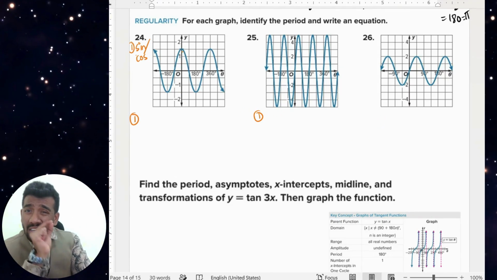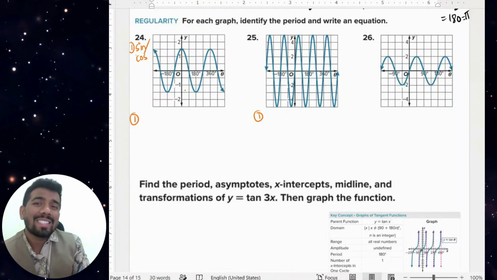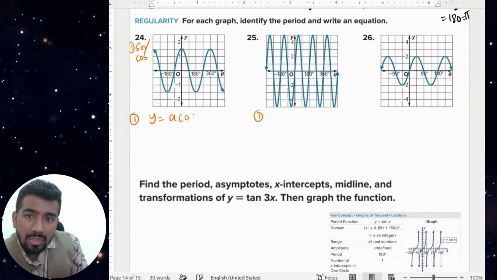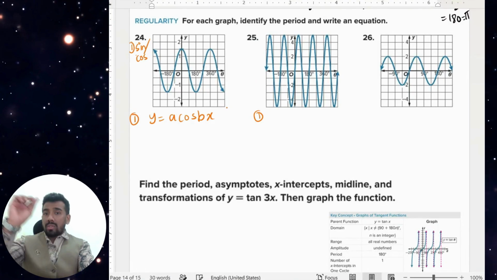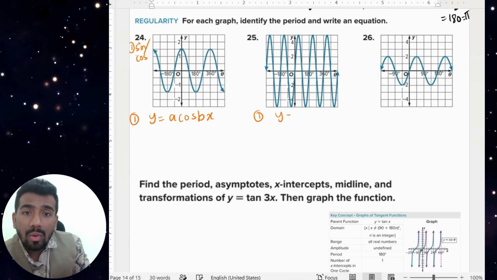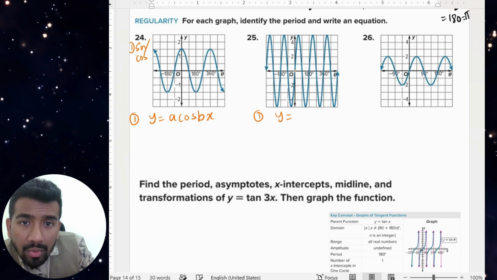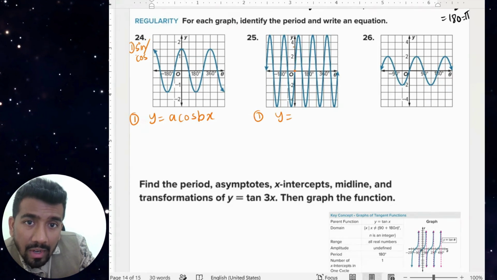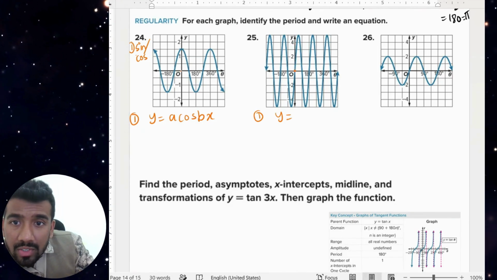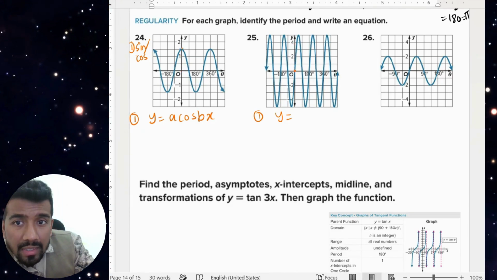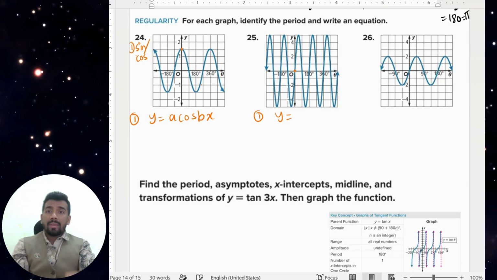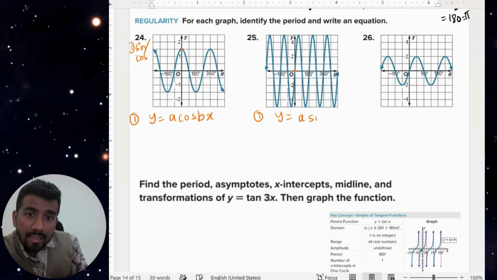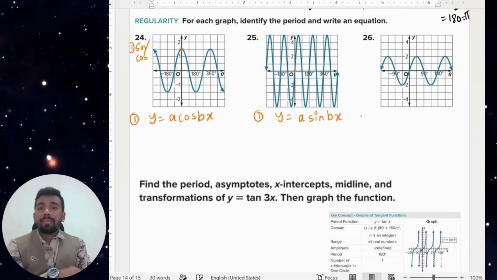24, does it start from 0? No, so that's cosine. So what you have, y equal a cosine bx. So that's your equation. What will be the function here? Oh, it starts from 0. You see, the function starts from 0. It doesn't start from here. Whereas this function here at 0, it doesn't start at 0. It starts from an up value, right? So this is cosine and this is sine. This is a sine bx.